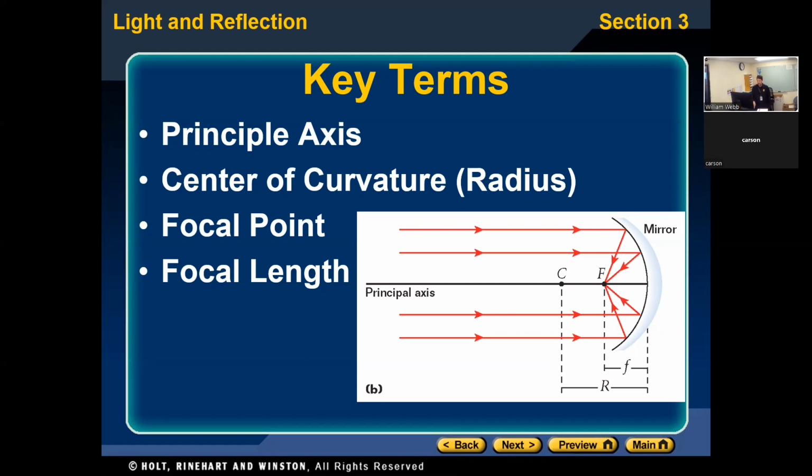So the center of curvature dot, the focal point dot, and the focal length distance, those are kind of the key features. And the center of curvature dot and the focal point dot, we always put on that principal axis that runs through the middle of the mirror. So those are your key terms that are new and going to help us draw some pictures today and in days to come about how these light rays reflect and refract through mirrors, off of mirrors and through lenses.